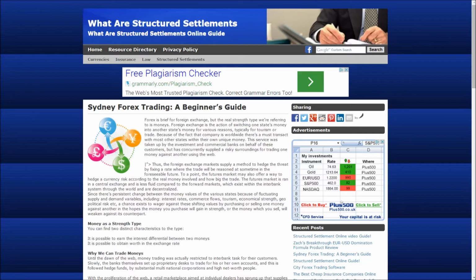Currency as an asset class. There are two distinct features to this class. You can earn the interest rate differential between two currencies. You can gain value in the exchange rate.